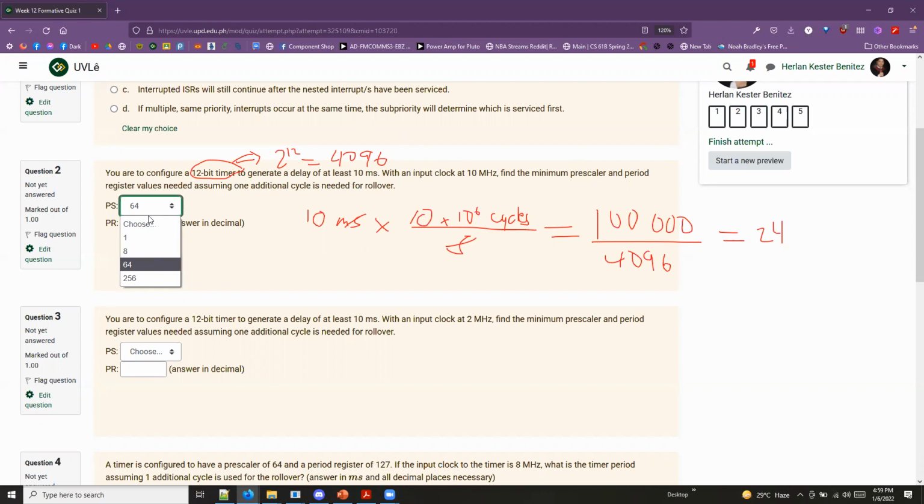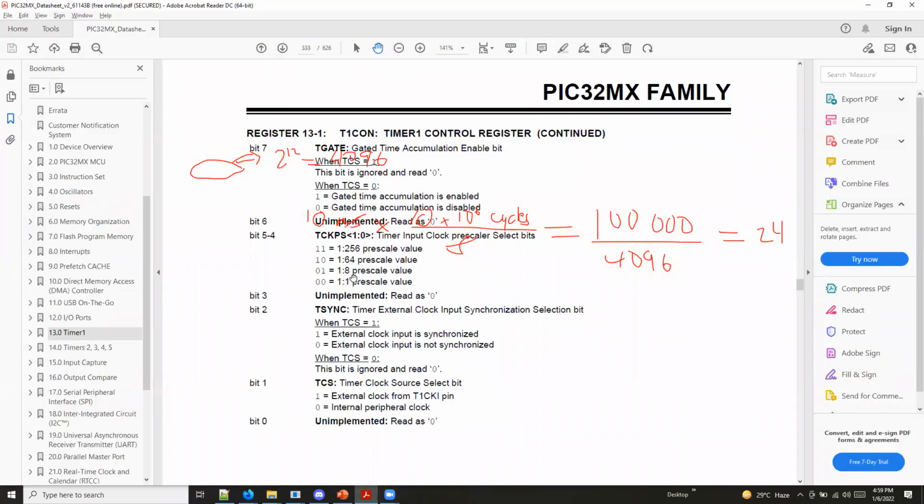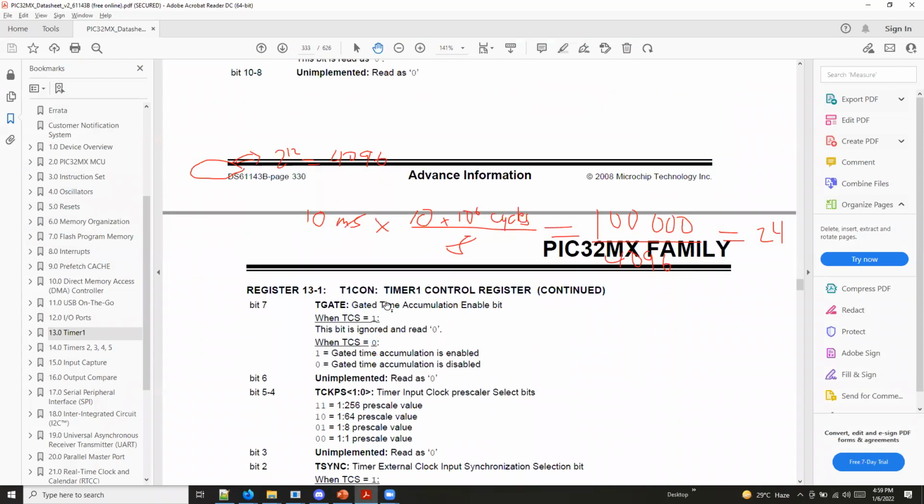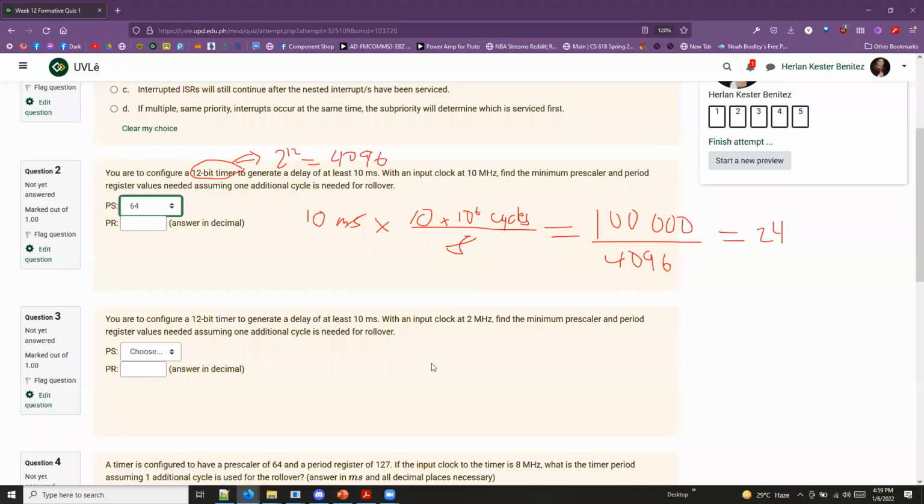So you may ask, bakit 1, 8, 64, 256 lang yung meron dito? We can check yung datasheet. And sa timer control register natin, you can see here, yung prescaler select bits natin for the PIC32MX family is yung 1, 8, 64, 256. So yun yung mga usual values na available.